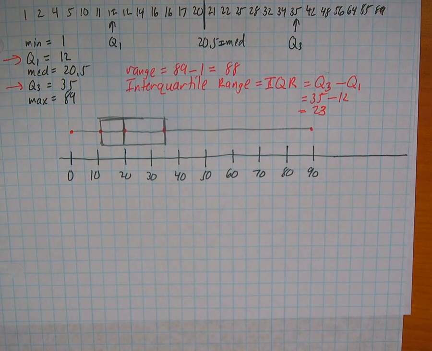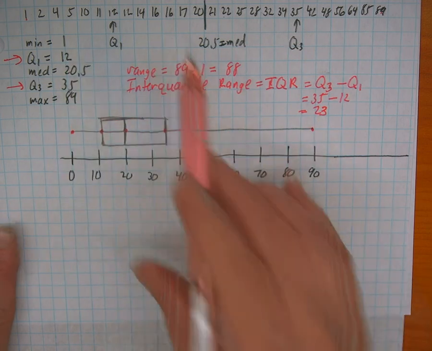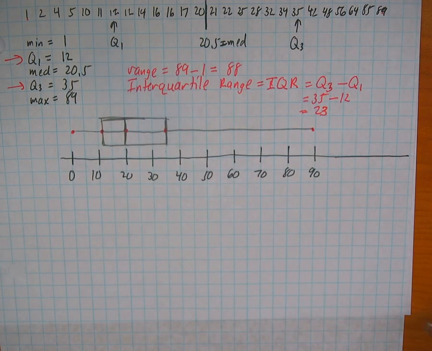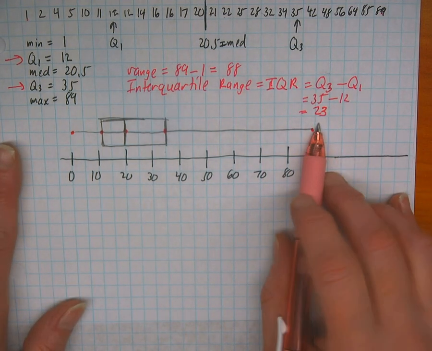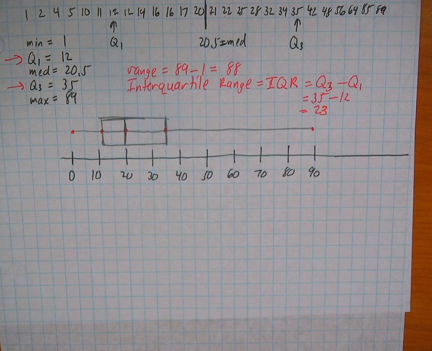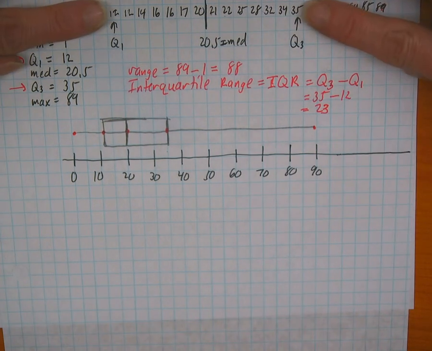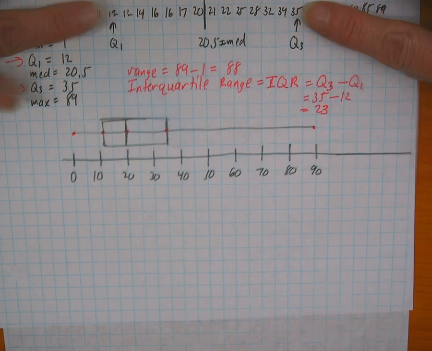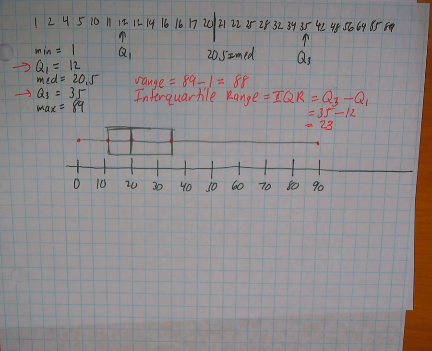What that means is that half of the data is within 23 units of each other. 23 minutes in this problem, because it's talking about the minutes we waited. So half of our data is within 23 minutes of each other. The rest of it is spread out on the ends. So basically we're saying half of the data is between 12 and 35. The other half are beyond those. That's what interquartile range is measuring.